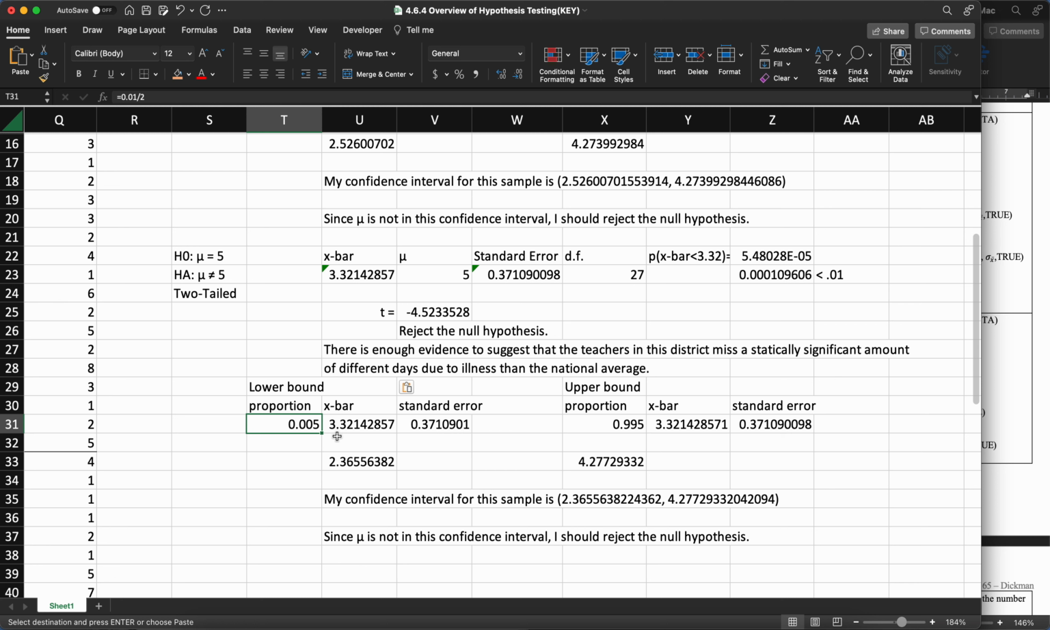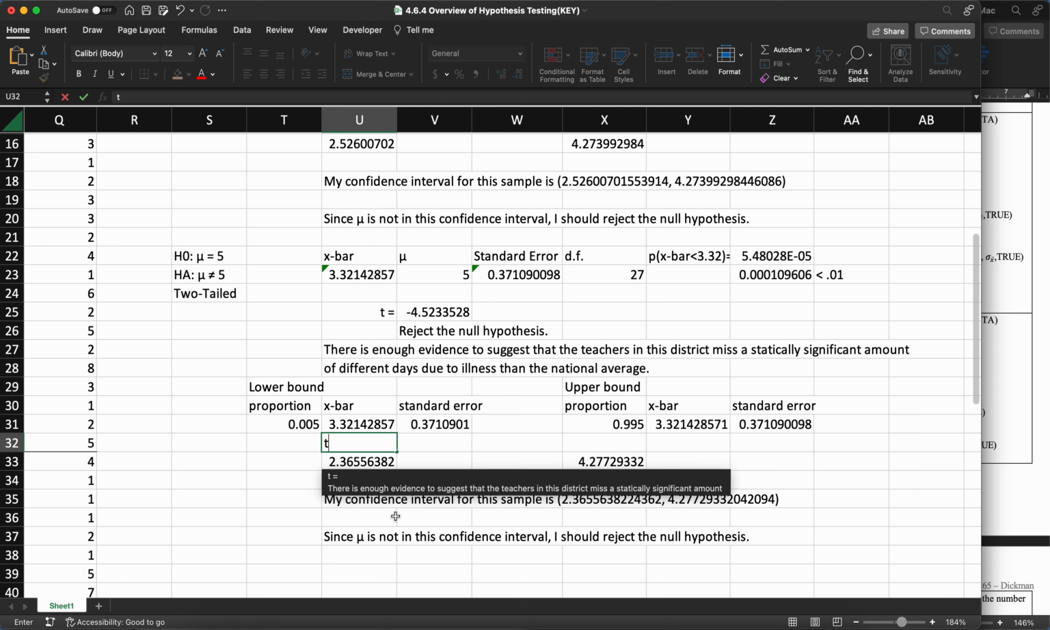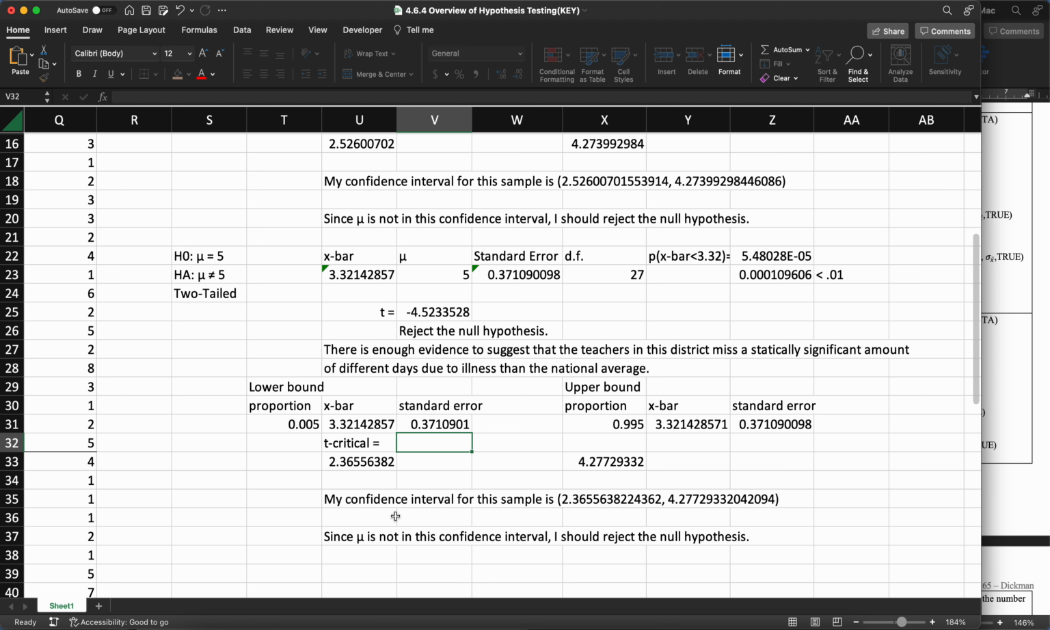So again, I need to know my proportion, which I already have. I need X bar and standard error. Actually, I just need my t.dist, I need my critical number and then my standard error. So I'm going to find my t critical, and for the lower bound that's going to be t.inv, and I'm going to use the probability 0.005 and the degrees of freedom, which is up here 27, and that's going to give me negative 2.77.